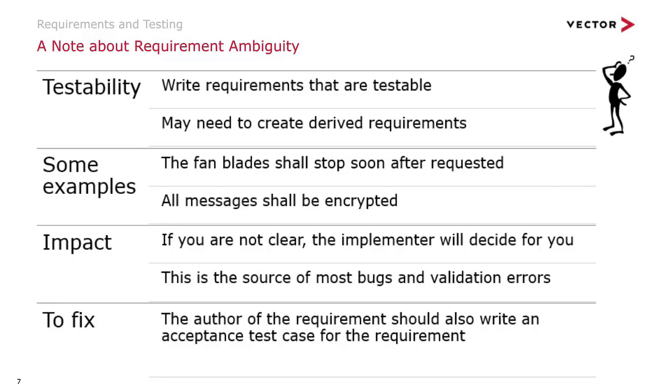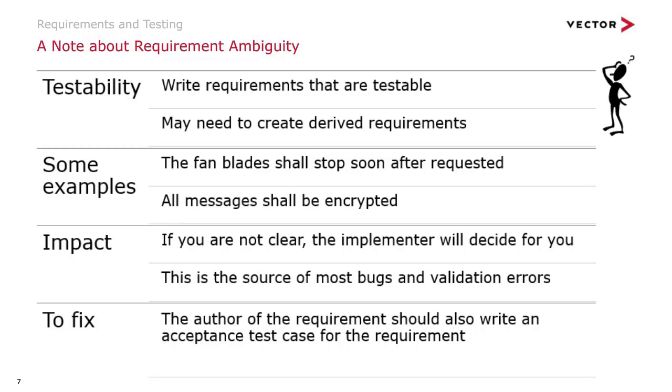The second one is a really good one. All messages shall be encrypted. Is it really all messages? What type of encryption is it that you need? Again, when you talk about the type of encryption, now you're talking more about the implementation. This requirement, all messages shall be encrypted, is more of a design goal rather than a requirement itself.